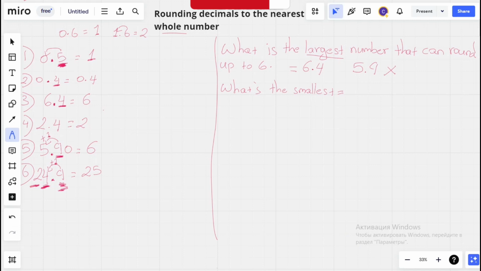5.9 is 6, but it's asking for the largest number, which is 6.4. Because after 6.4 is 6.5. And what does 6.5 equal? It's 7. Okay? So now, what is the smallest number that can round to 6? Some will say 5, some will say 5.4, something like that. But the answer is 5.5. So that is the smallest number that can round to 6. Because if we go any further to 5.4, then 5.4 is 5.